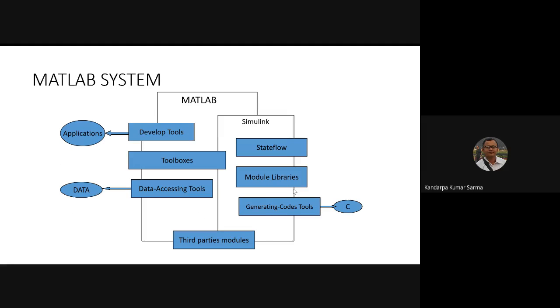Basic block diagram is something like this. There will be the development tools for the applications. You have the toolboxes, you have data accessing tools, mainly to deal with the data. Simulink is one big component of MATLAB, where you have the state flow facilities. You have the module libraries. You have code generating tools. Previously, that was C. Now it's VC++, and then third-party modules are also supported.